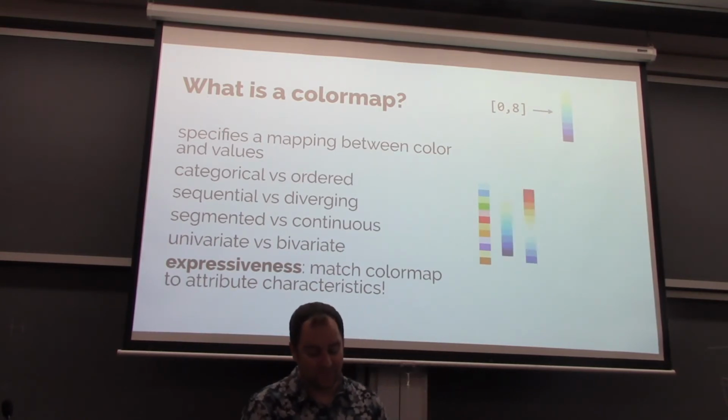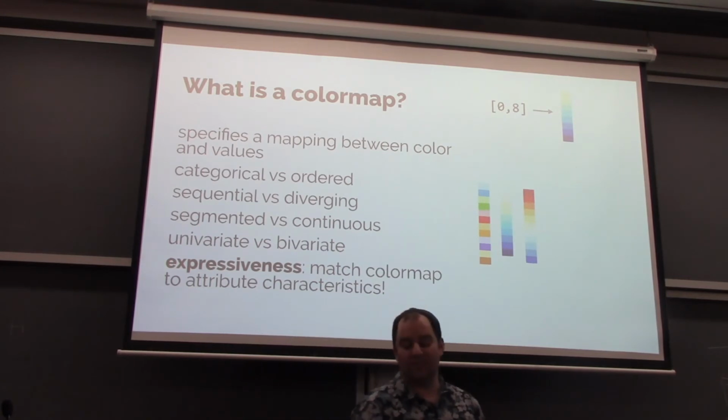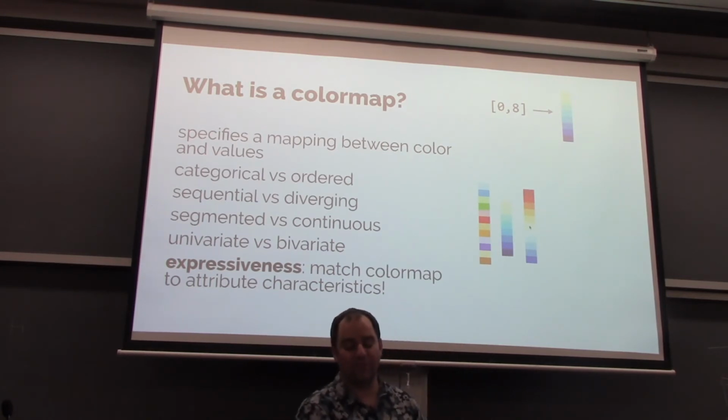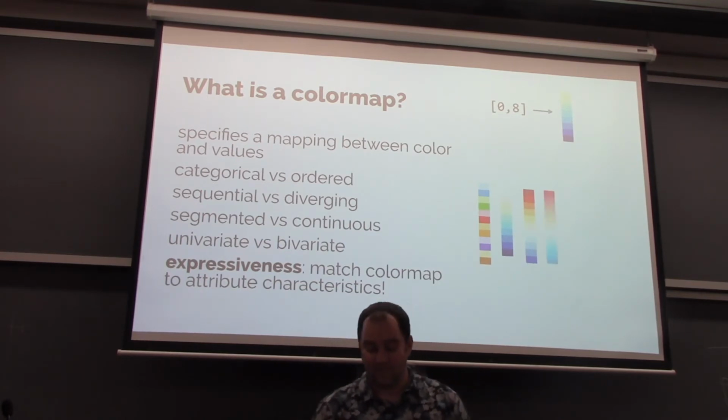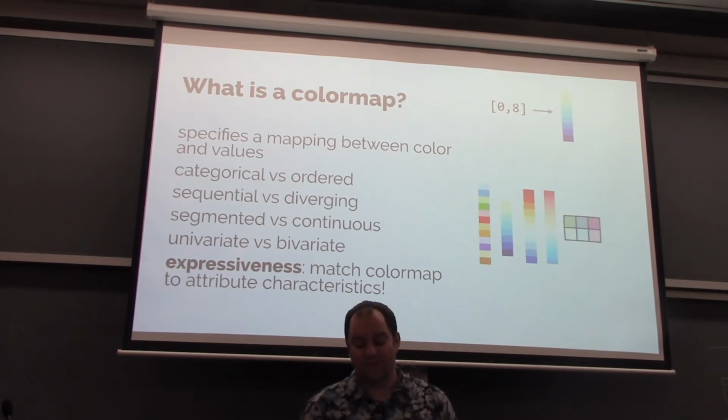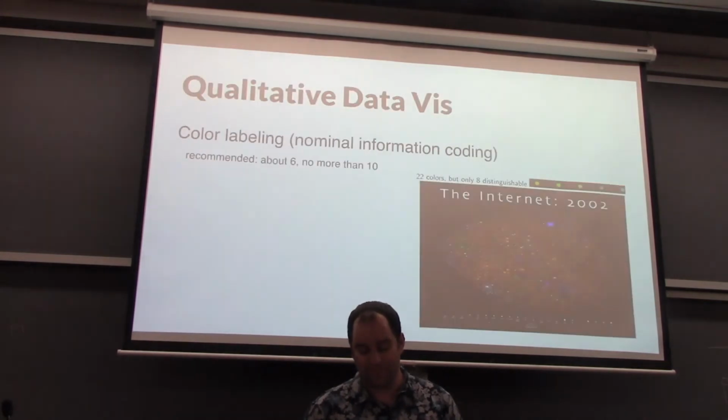Here's another sequential color map. This is a divergent color map. So here we have a neutral point in the middle, and then higher values up here, and lower values down here. This would be a continuous version of that same color map. Or here is a categorical color map again.